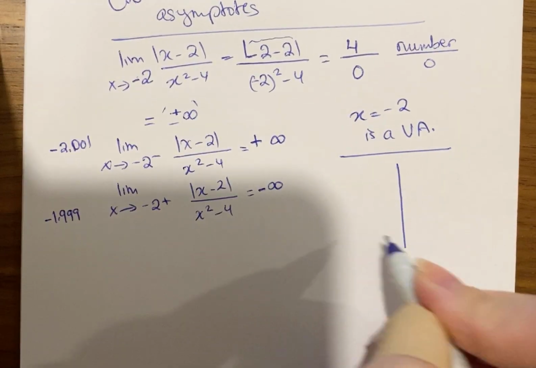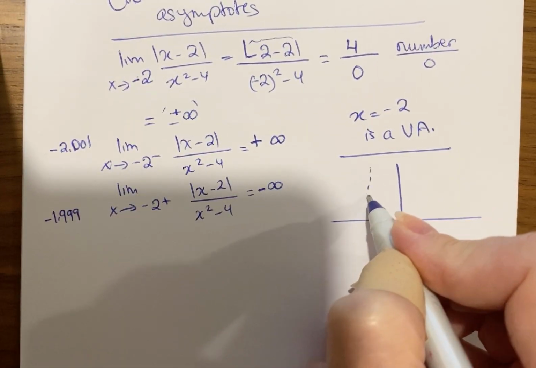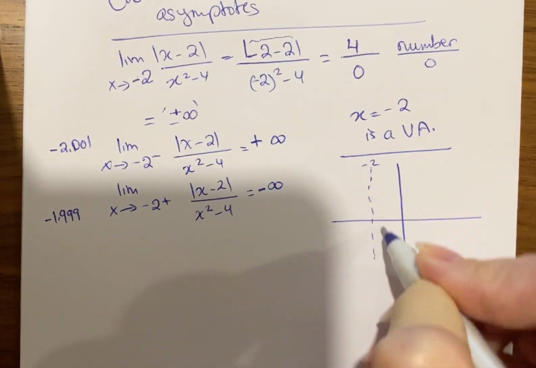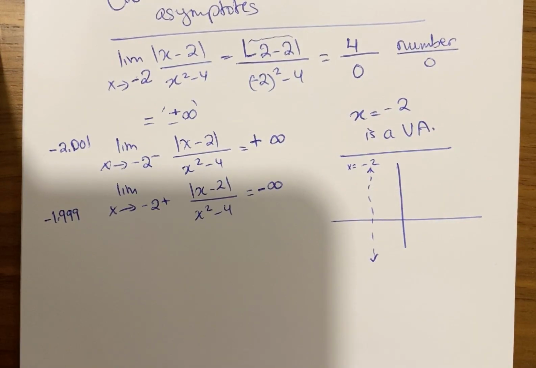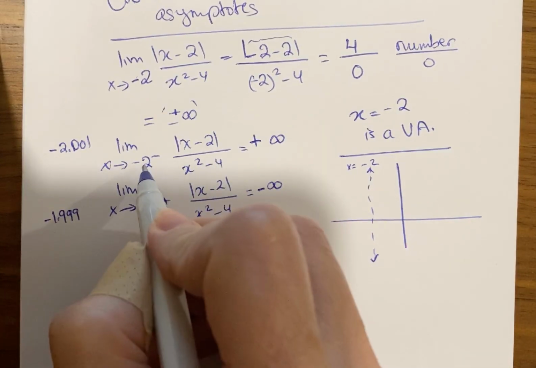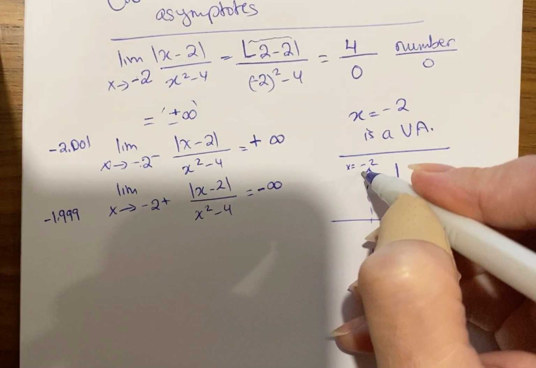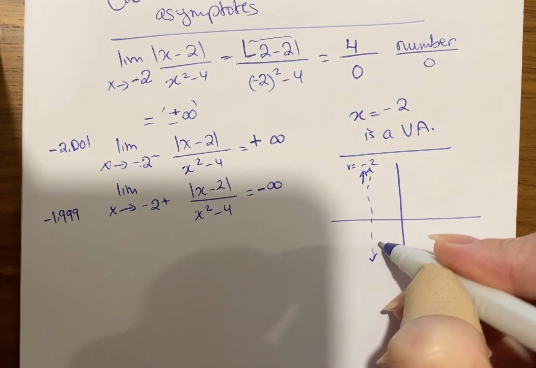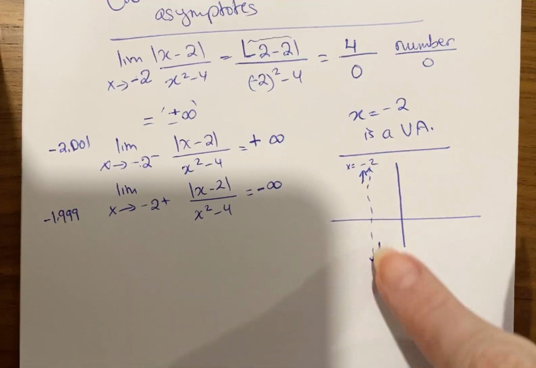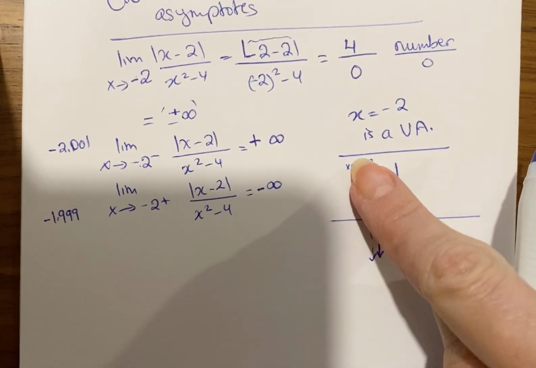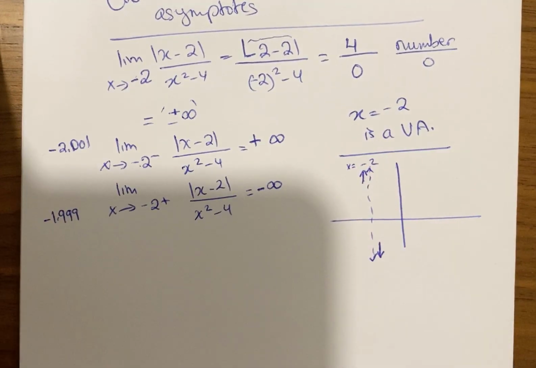And this means that when we graph later on, at minus 2 we will see that we have a vertical asymptote here. At x equals minus 2, we have a vertical asymptote. And when we approach it from the left, the limit is plus infinity. And when we approach it from the right, the limit is minus infinity. So the function will look like this. It will have to go up here and it will have to go down there.